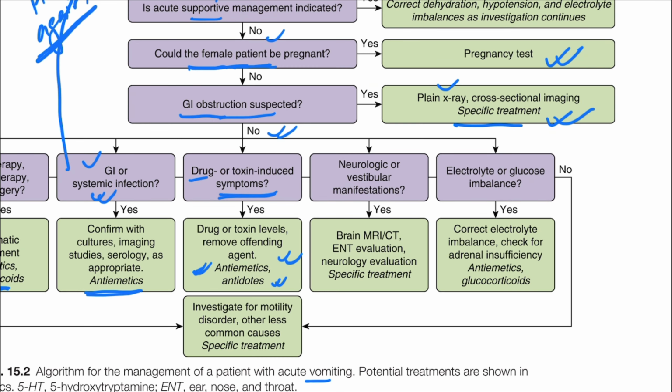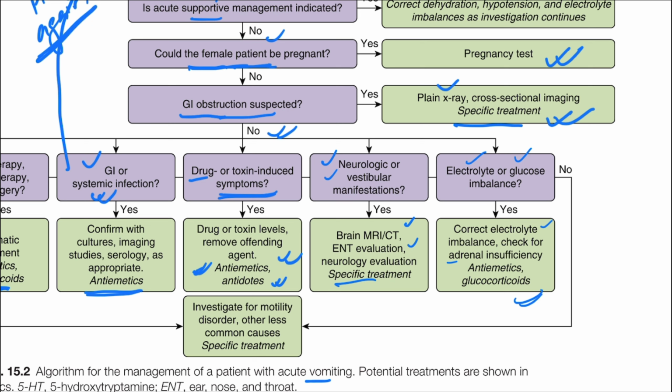If you think there are neurological or vestibular manifestations, then you have to order CT or MRI to rule out any intracranial lesion or intracranial infection. ENT evaluation for vestibulitis; BPPV can cause vomiting. You have to do a specific neurologic examination and treatment. If there is electrolyte imbalance or glucose imbalance, you have to check that and correct it. Adrenal insufficiency can cause vomiting, and you have to check for this and treat with glucocorticoid if needed.